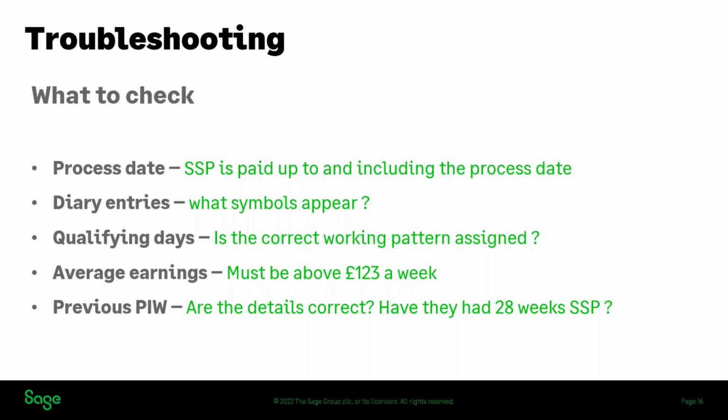Next, diary entries. So check what symbols are appearing in that diary. For example, if you forgot to add in the weekends, if they're Monday to Friday, and you've got 3 red A's, as we showed you in that example, that could be a reason why the employee is not getting the sick pay that they should be.